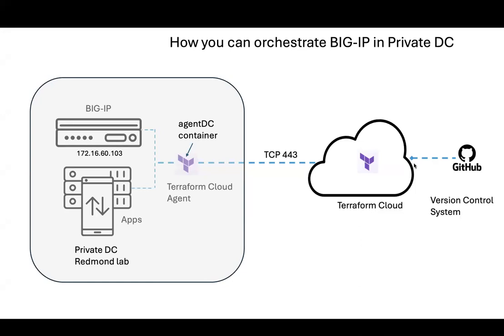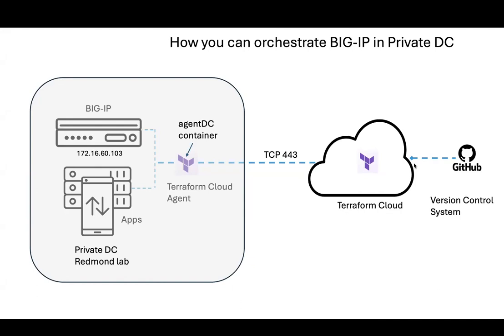Hey, hi. In this example, I wanted to show you how you can orchestrate a BIG-IP in a private data center. We are using Terraform Cloud as well as the Terraform Cloud Agent. On the left side, you can see the data center. It's a private data center with BIG-IP and with some apps, which you can manage. There is a VM running a container, and that container is running the Terraform Cloud Agent.